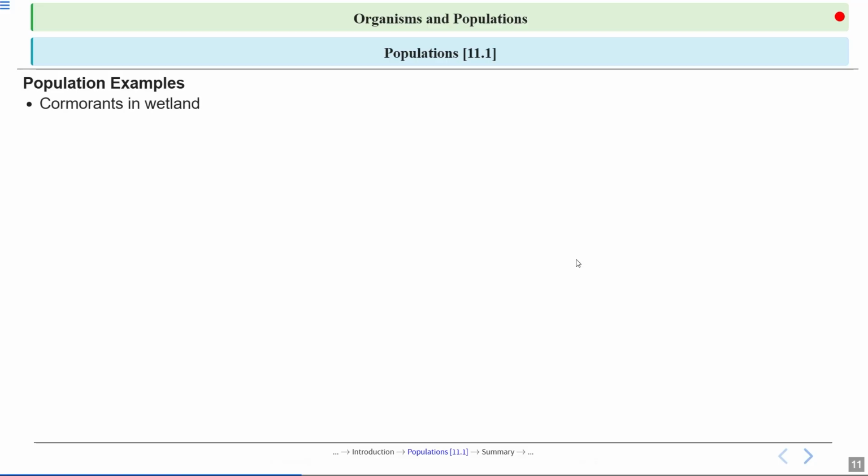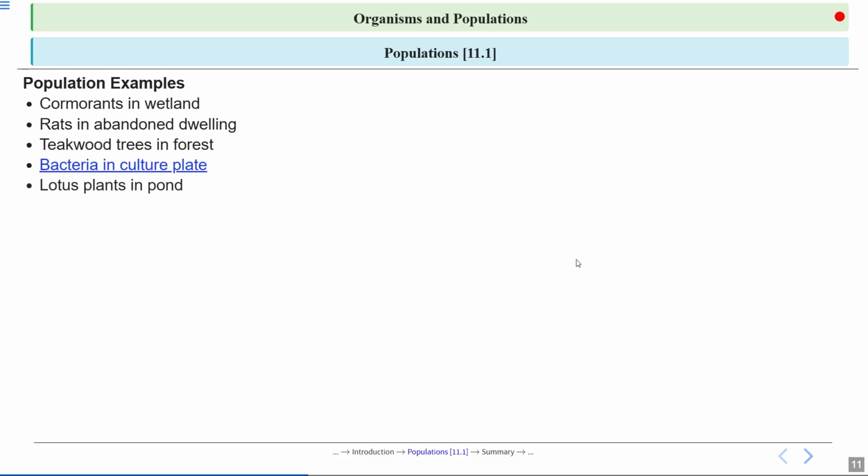Okay, what are the examples of population? Like cormorants in the wetland? Cormorants, basically these are the birds that often gather in large numbers. Then rats in the abandoned dwelling. Next one is teak wood trees in the forest. So these trees form a population within their natural habitat. And bacteria in the culture plate. So culture plate, basically this is a controlled environment where bacteria can grow and multiply, forming a population. Similarly, lotus plants in a pond represent a population in an aquatic environment.